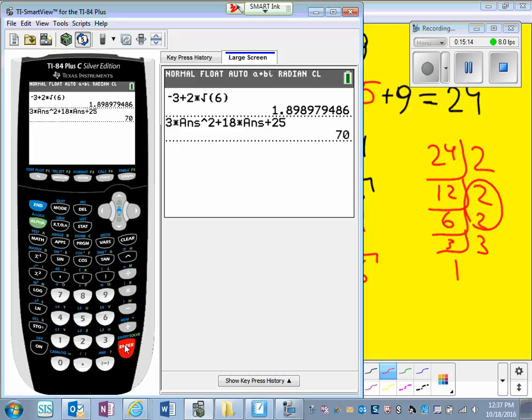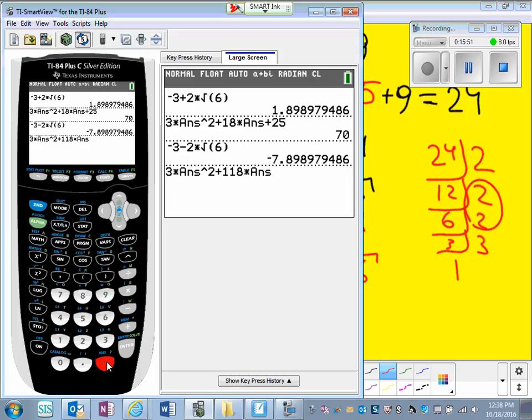So I will have to calculate what the second one is. So negative 3 plus minus, because the second solution is with the minus sign, 2 times square root of 6, enter. So different solution, negative number, and then I can repeat 3 times my answer from before squared plus 18 times answer from before.